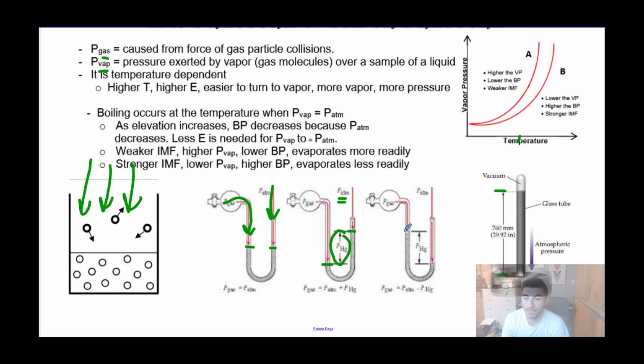If the levels look like this, that's telling me the atmospheric pressure is greater because it's pushing the mercury closer to the gas side. So again, assume it started out equivalent to atmospheric pressure. All we have to do then is subtract this difference in mercury from the atmospheric pressure to figure out what the gas pressure is.